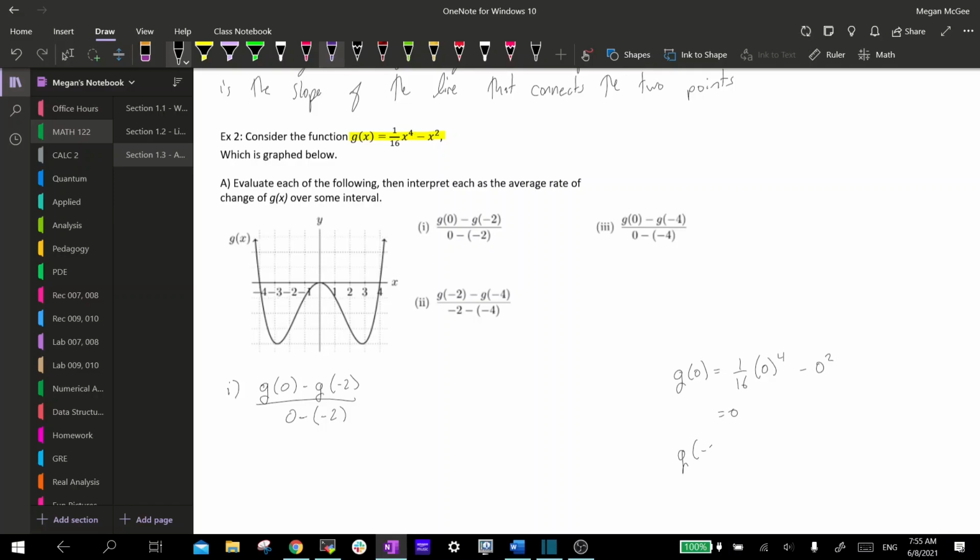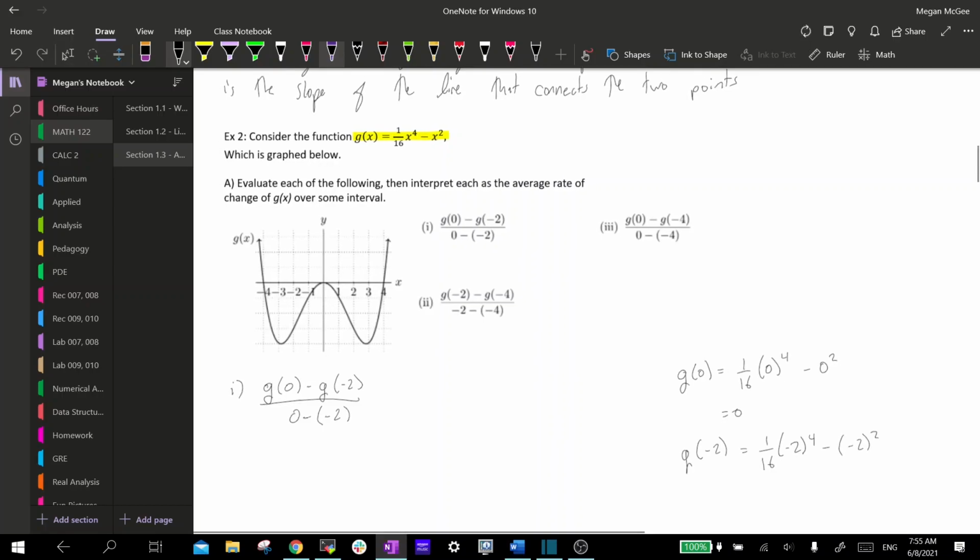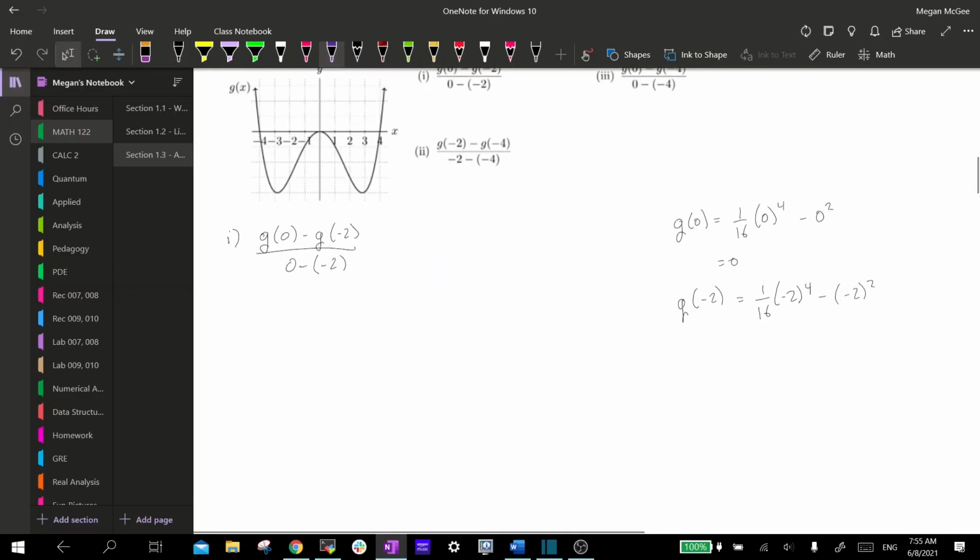Then we have g of negative 2, so we get 1/16 negative 2 to the 4th minus a negative 2 squared. This is going to be 1/16. Negative 2 to the 4th, that is 16. And then minus 2, negative 2 squared is 4, but it's minus 4. Okay, well, 16 over 16, that's 1. Minus 4, we end up with negative 3.